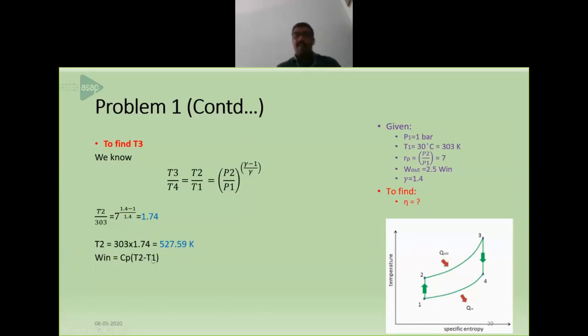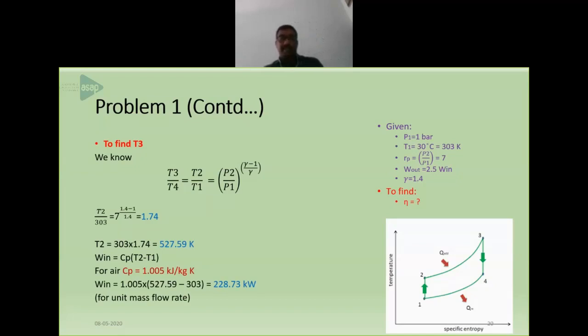Now, W in, the compressor work input, is equal to Cp into T2 minus T1. T2 we found, T1 is given. The value of Cp is equal to 1.005 kilojoule per kilogram Kelvin. This you have to study because Cp, specific heat of air, is 1.005, Cv is equal to 0.718 and gamma value is equal to 1.4.